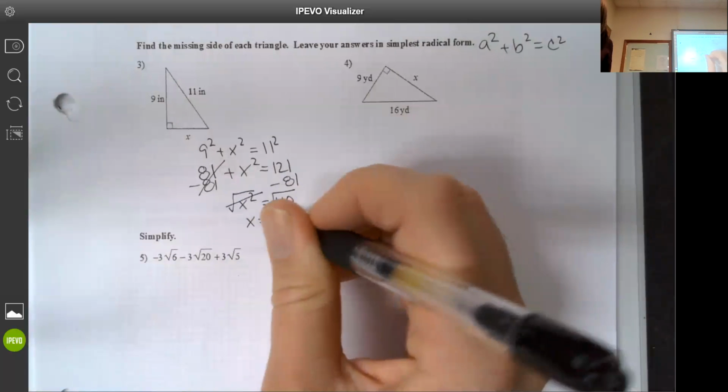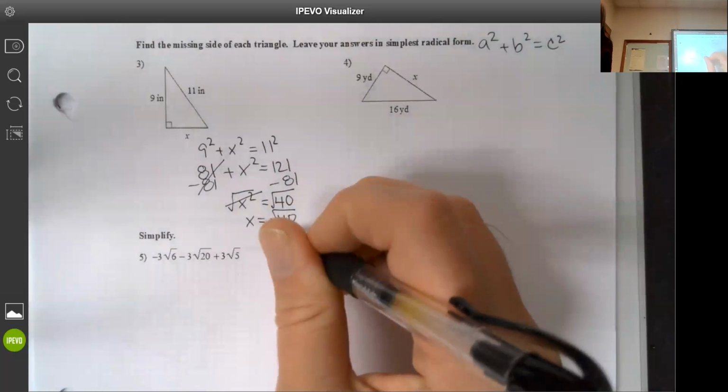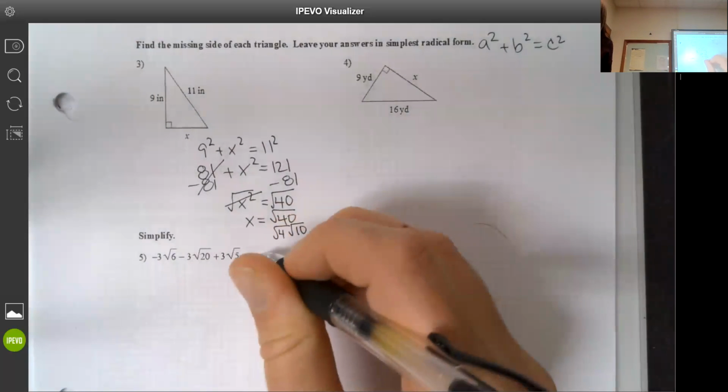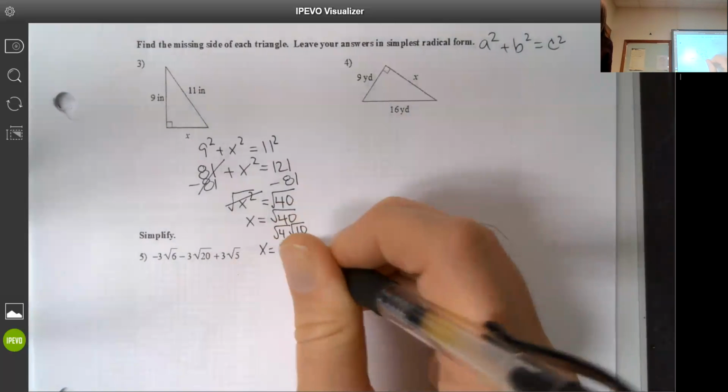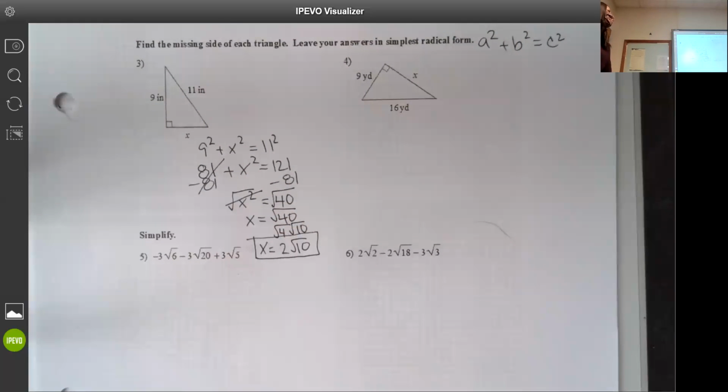And then to get it just x, I take the square root of both sides, and I get the square root of 40, which I would not leave. I want to simplify that. So how do I simplify the square root of 40? What perfect square number goes into 40? 4. Yeah, 40 is 4 times 10. So that means this is going to simplify down to 2 rad 10. And I want to have that in simplest radical form.